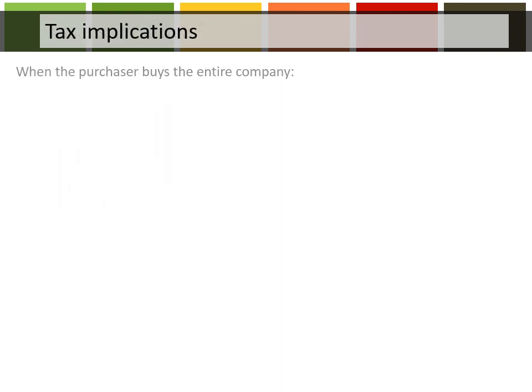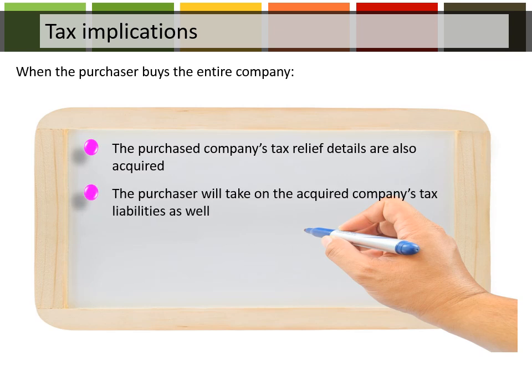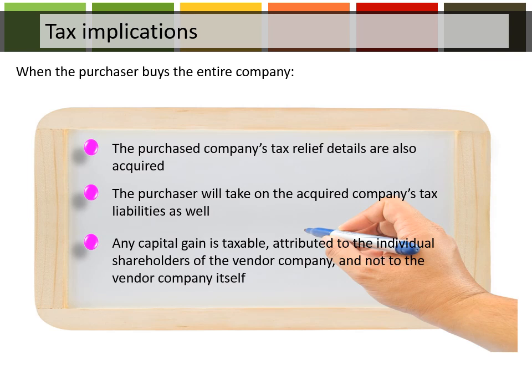Tax implications. When the purchaser buys the entire company, the purchased company's tax relief details are also acquired. The purchaser will take on the acquired company's tax liabilities as well. Any capital gain is taxable, attributed to the individual shareholders of the vendor company and not to the vendor company itself.